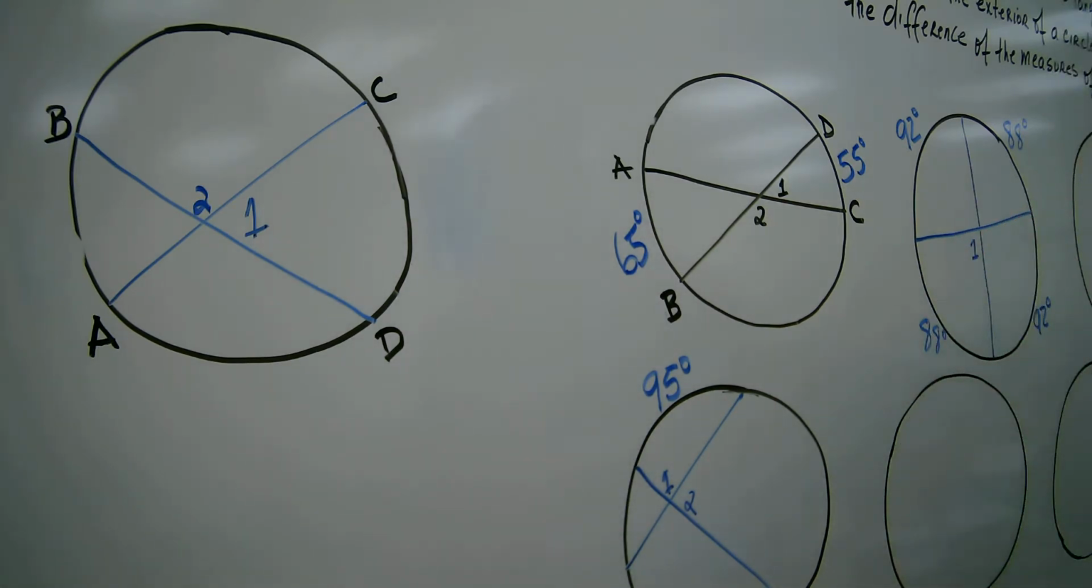But in this property, we're going to look at where we have two chords that intersect inside of the circle. The theorem says that if two chords intersect in the interior of a circle, then the measure of each angle is 1/2 the sum of the measures of the arcs intercepted by the angle and its vertical angle. So you're going to take 1/2 of the measures of the intercepted arc and its vertical angle.